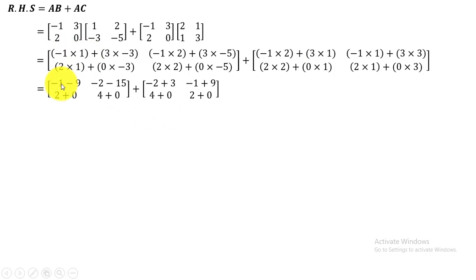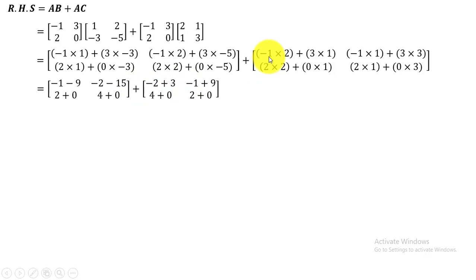Negative 1 time of 1 that is equal to negative 1 plus 3 time of negative 3 that is equal to negative 9. Negative 1 time of 2 that is equal to negative 2 plus 3 time of negative 5 that is equal to negative 15. 2 time of 1 that is equal to 2 plus 0 time of negative 3 that is equal to 0. 2 time of 2 that is equal to 4 plus 0 time of negative 5 that is equal to 0.